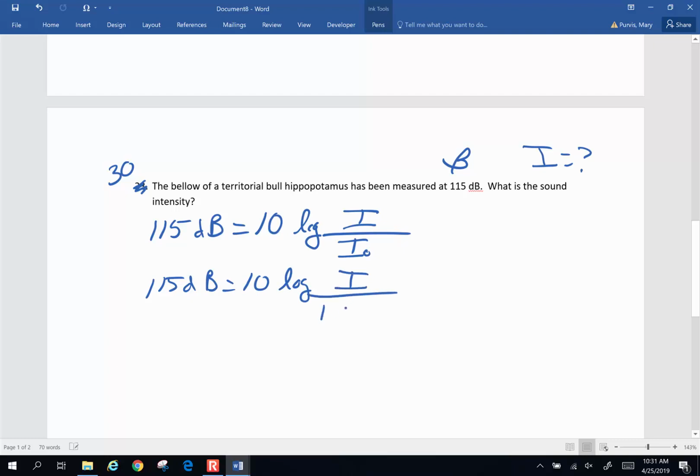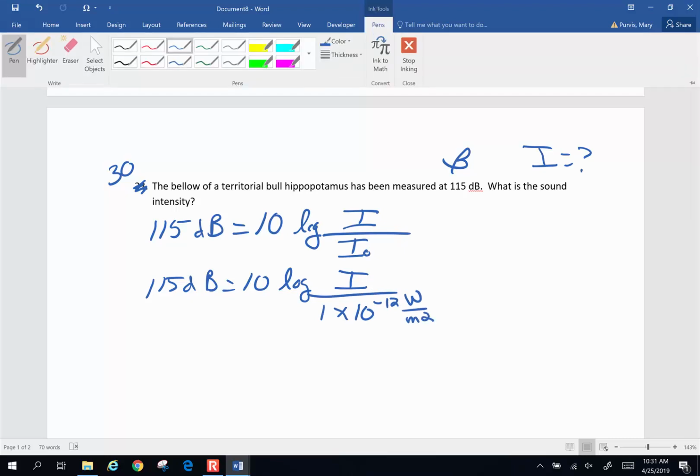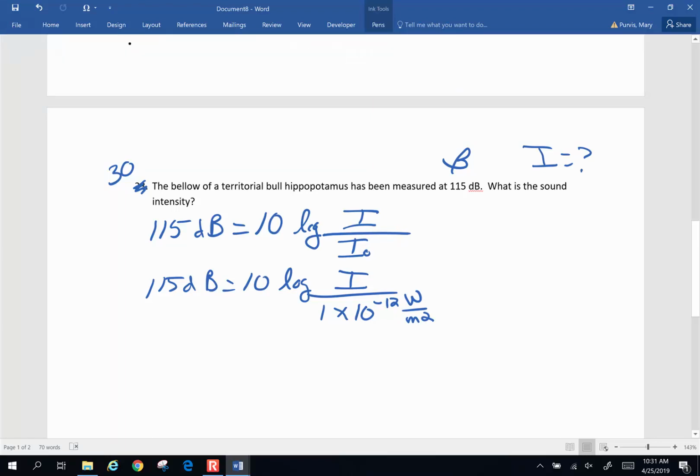I₀, of course, is 1 times 10 to the negative 12th watts per meter squared. That's that constant. Now, what do you do to solve for this problem? First thing you're going to do to make it simpler is divide both sides by 10, just to simplify the whole thing. So 115 divided by 10, you're going to end up with 11.5.